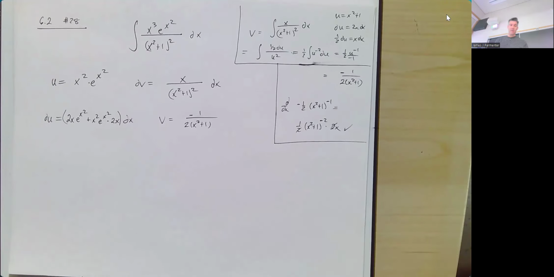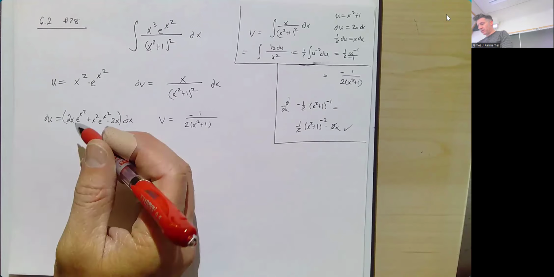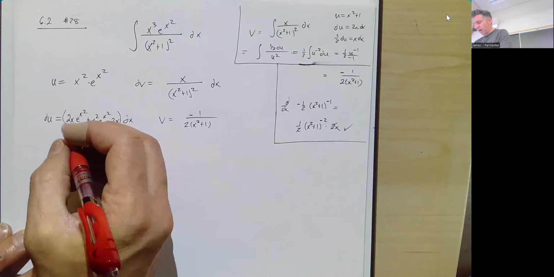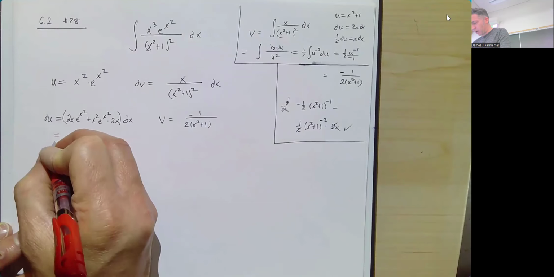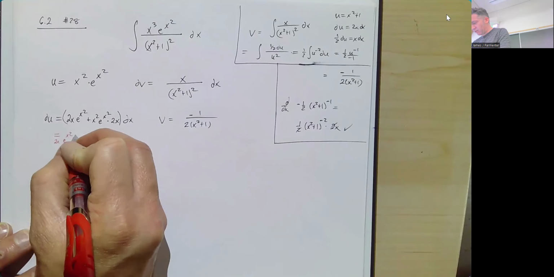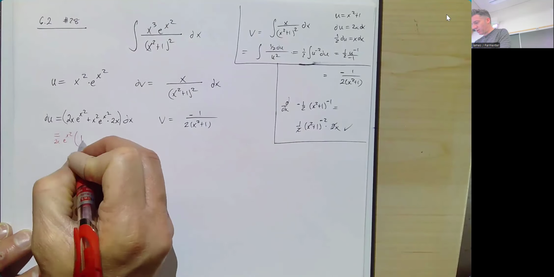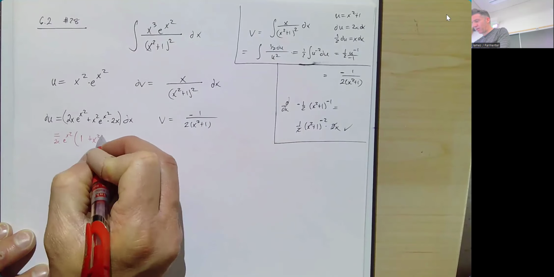Okay, something else to observe here is in my du, I could factor out an e to the x squared and a 2x. If I do that, I'm left with a 1 here and an x squared here. Oh, that's looking promising.